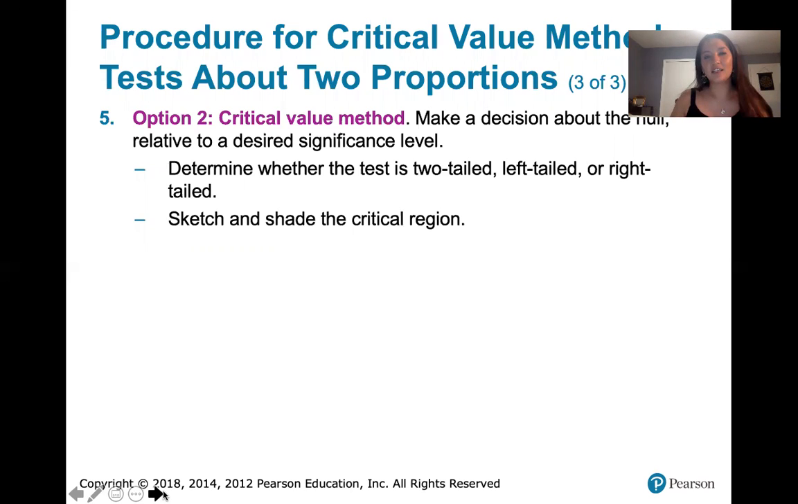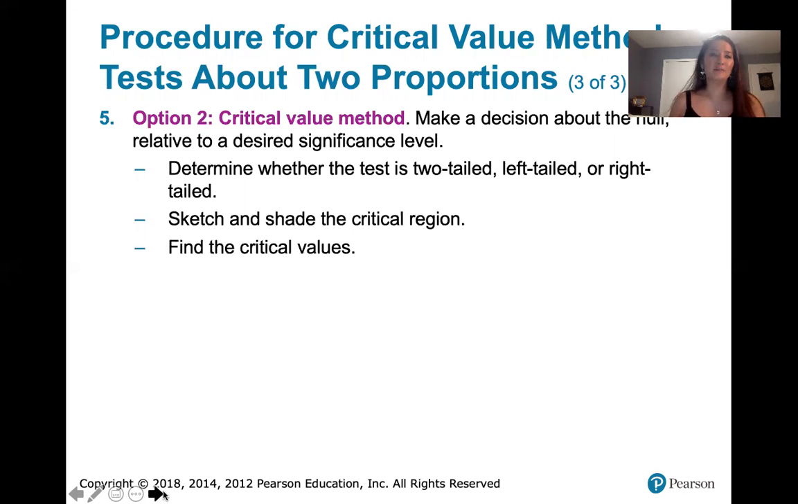The critical region is an area in either one tail or two tails that is equal to that significance level alpha. If it's a left-tailed test or a right-tailed test, you're going to have alpha area in that left tail or right tail. If it's a two-tailed test, you're going to split that alpha area into two tails. So you'll have alpha over 2 area in each tail. That area or those areas constitute what's called the critical region.